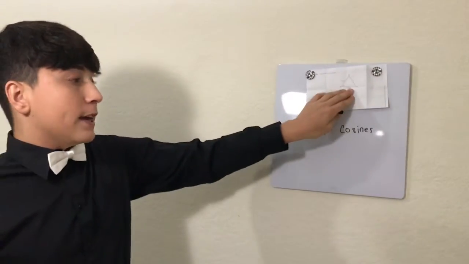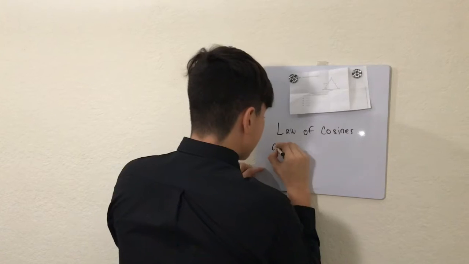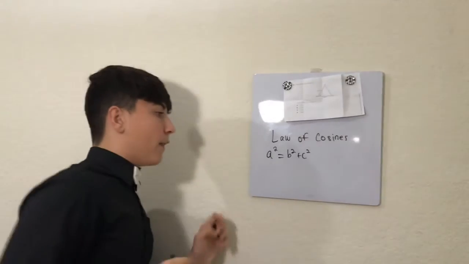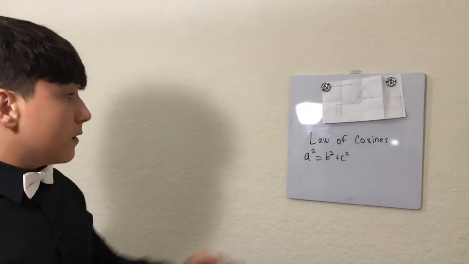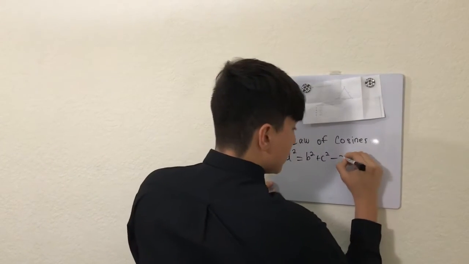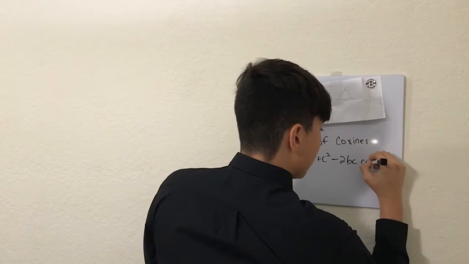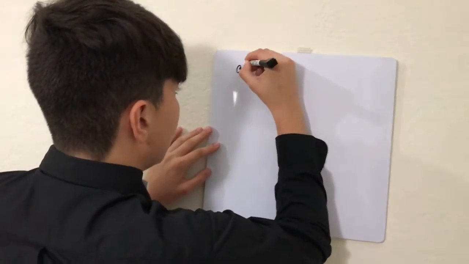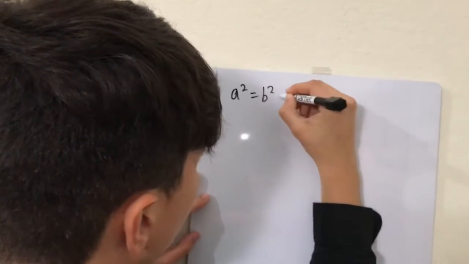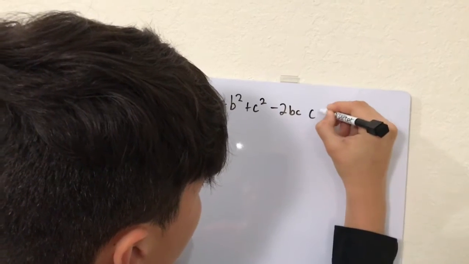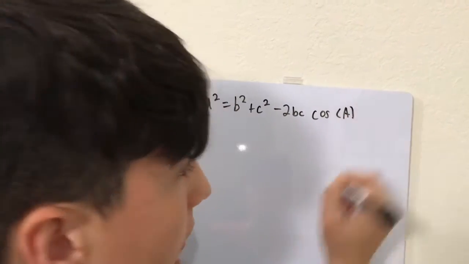Since this triangle is not 90 degrees, we cannot use the simple law, a squared equals b squared plus c squared, which is Pythagorean's theorem. What the law of cosines does is make an adjustment to the Pythagorean theorem. It subtracts 2bc and multiplies it by the cosine of A. The law of cosines, a squared equals b squared plus c squared minus 2bc times the cosine of A, is what we're going to use today.